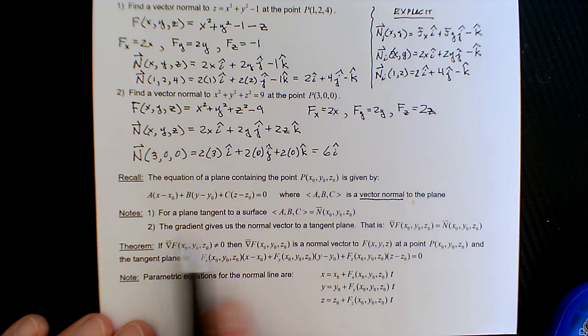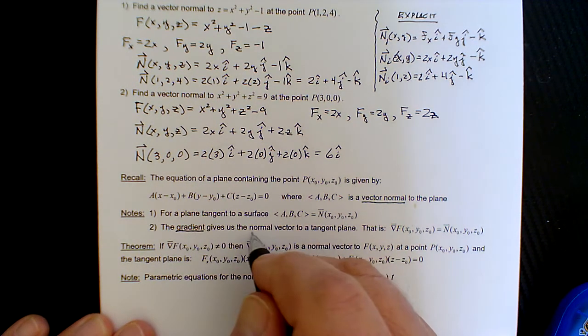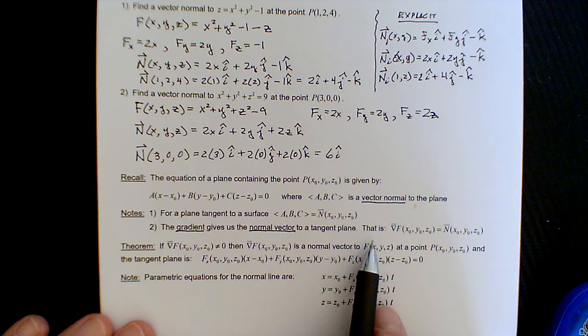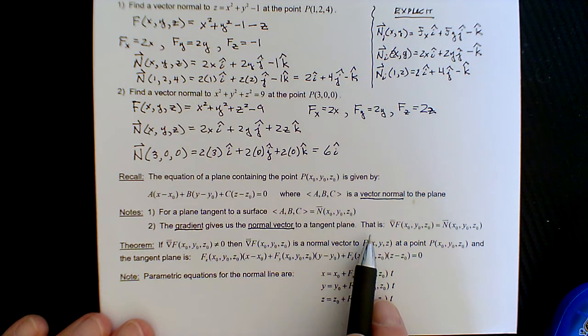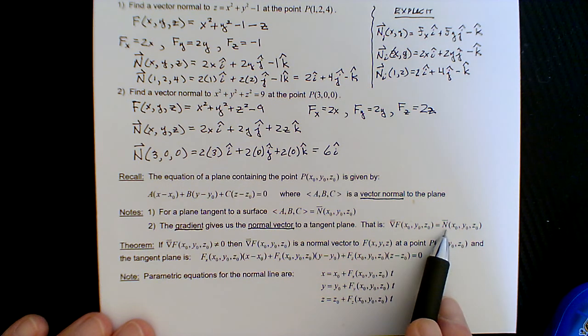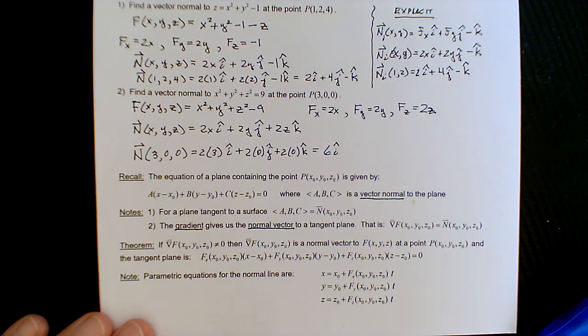And that's actually the gradient. So the gradient gives us the normal vector that's normal to a tangent plane. And remember, the notation for the gradient, del of the function at a point, is equal to the normal vector at the point, is basically what we're saying there.